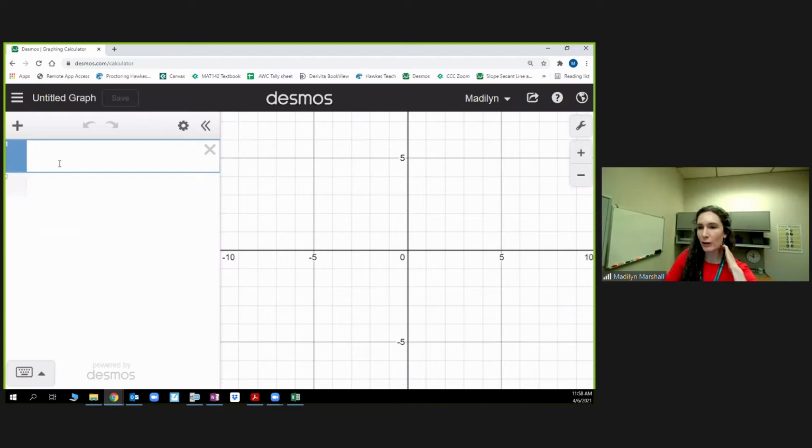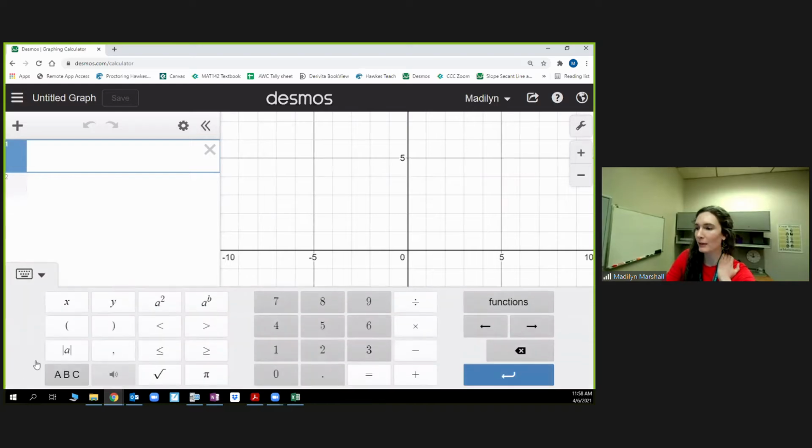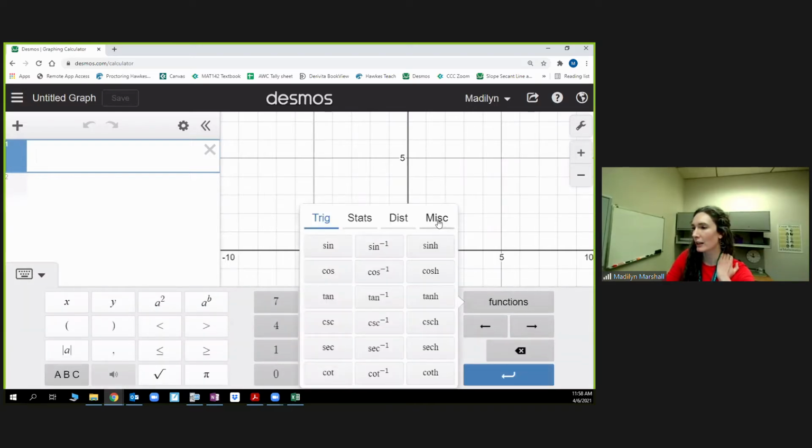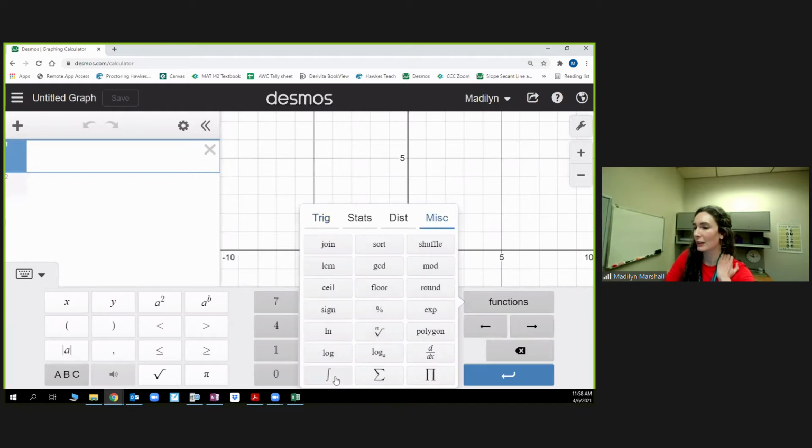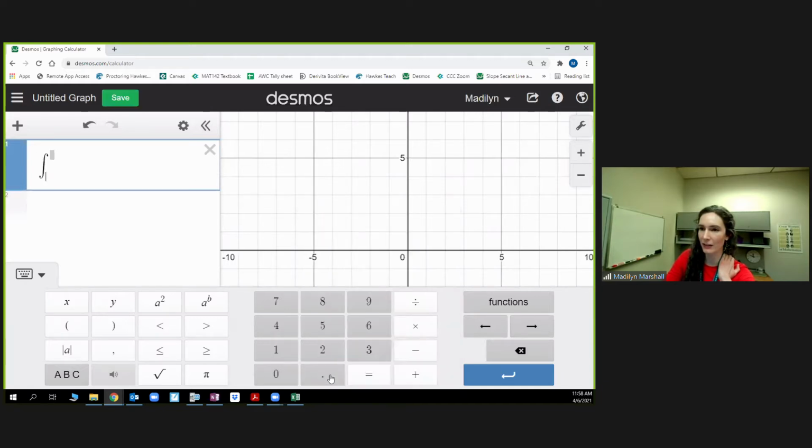So just as a review of how we did this on Desmos, you can either go down to this little keypad on the bottom left, go over to functions, and then go to miscellaneous, and the integral is down there on the left. Click that. Or if we don't want to hit all of those buttons, we can just write int. So int, as soon as I hit t, it turns it to an integral sign.